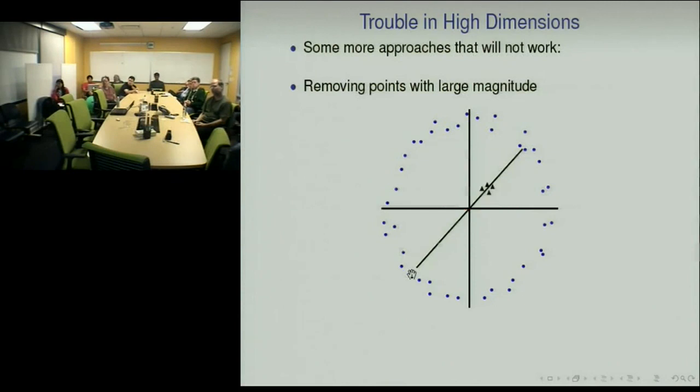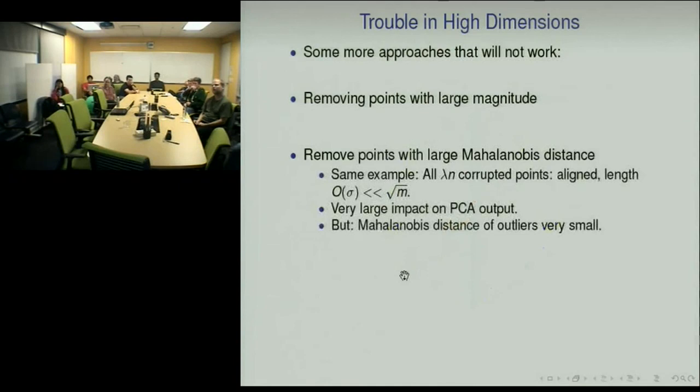So in this example, the outliers are going to have small magnitude. So this is something that the adversary can choose for you. This doesn't seem like a really good idea. So then you can say, well, let's remove points with large Mahalanobis distance, and the problem is the same problem. The adversary chooses those points, and basically it's not going to work out.